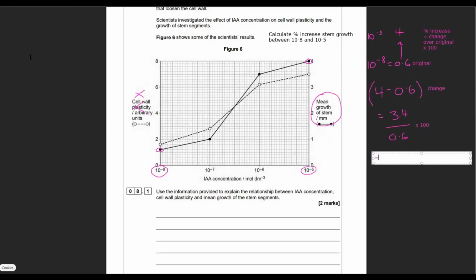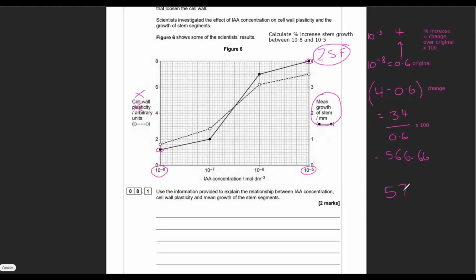Okay, and my final answer is 566.66%, but they said 2 significant figures, 2 SF. So the 6 is bigger than 4, right? So even if it was 565, we would round up to 570. You don't count the 0 in the significant figures, but you have to put it there.